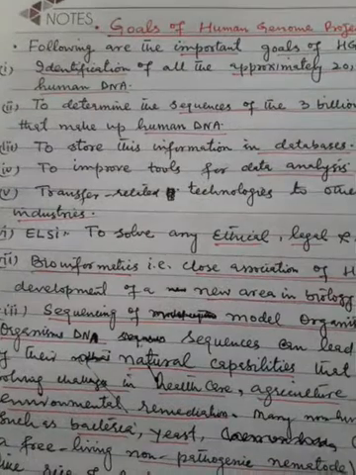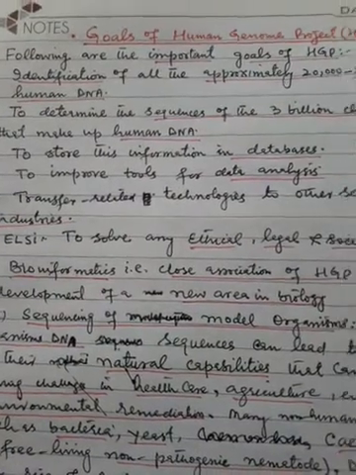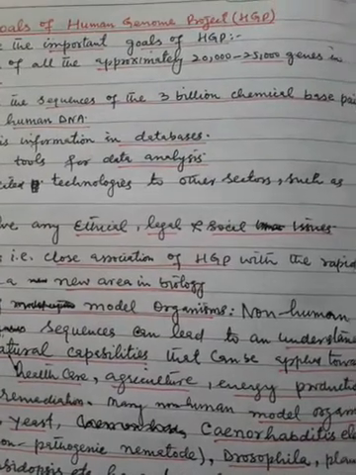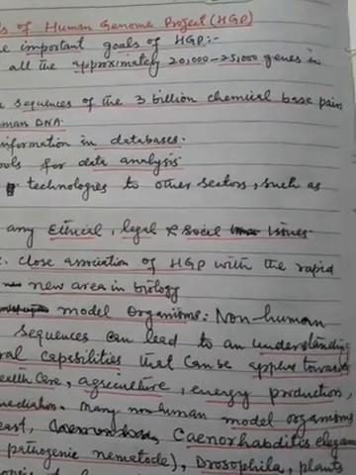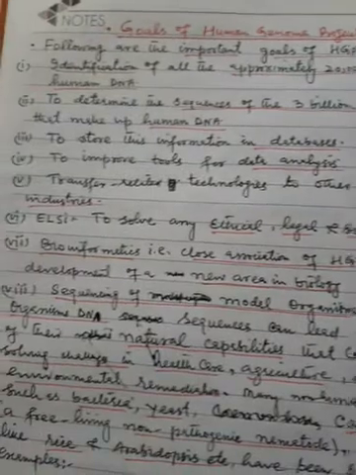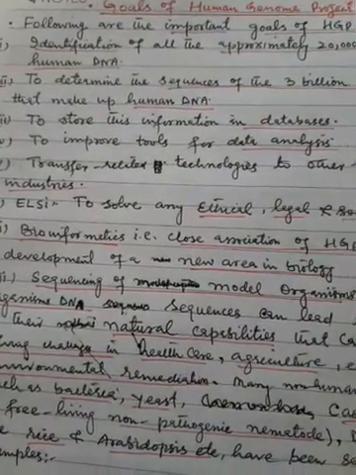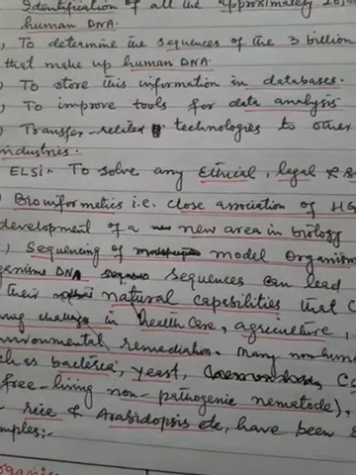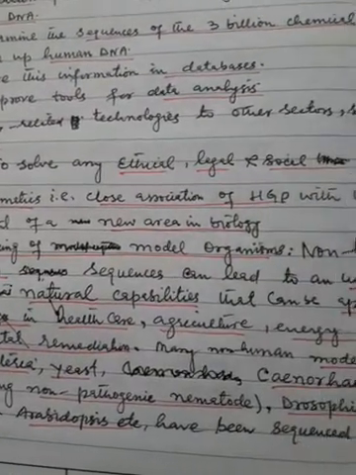Number seventh, bioinformatics, that is close association of Human Genome Project HGP with the rapid development of a new area in biology. Number eighth, sequencing of model organisms.